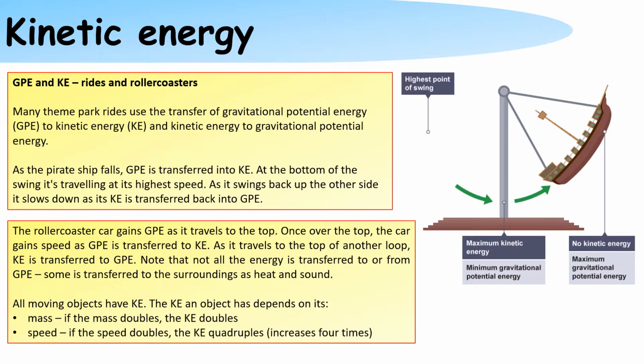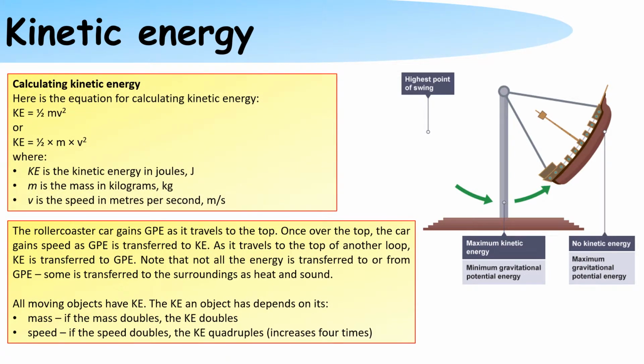All moving objects have kinetic energy, and it depends on the mass of an object and the speed of it. The equation to work out kinetic energy is 1/2 times mass times velocity squared. Remember, when working this out in your exam, work it out by velocity times velocity, then press equals, then times it by the mass, then press equals, then times it by 0.5.